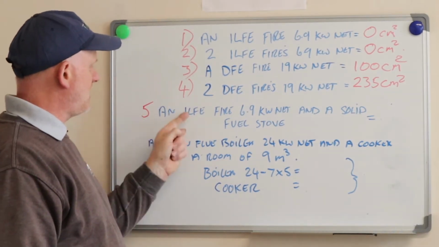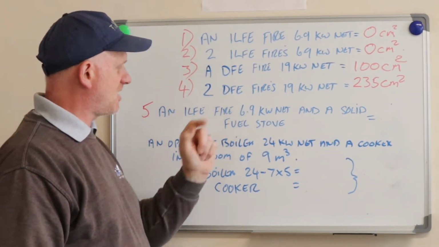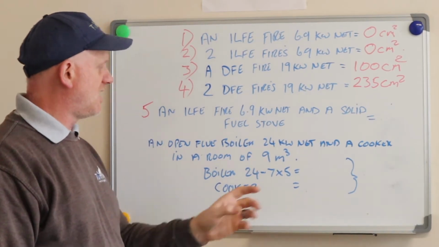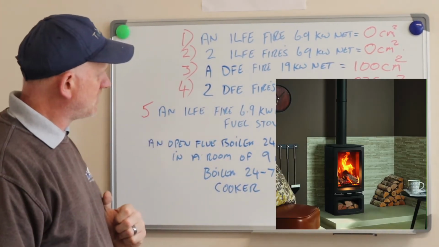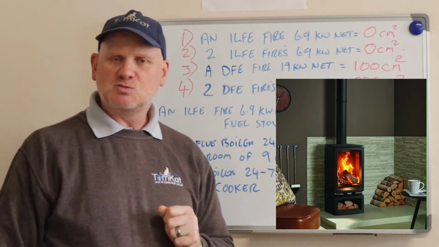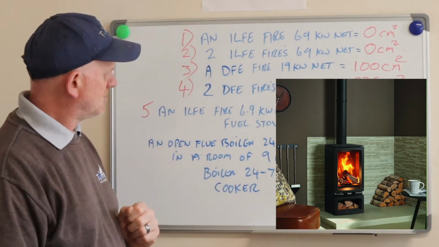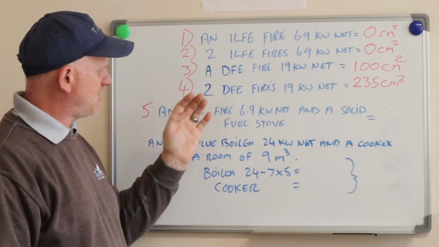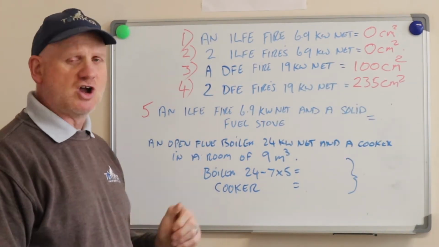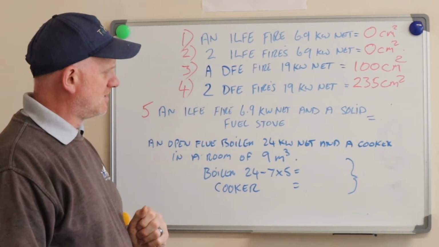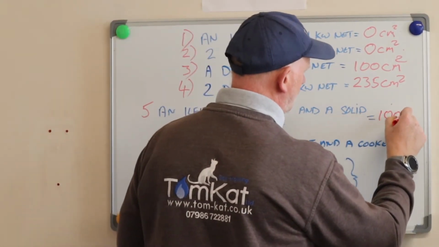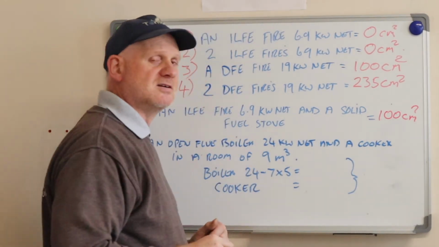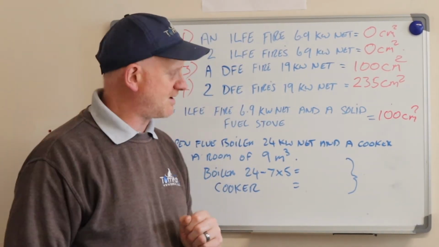Number 5. So we've got an inset live fuel effect fire of 6.9 kilowatts net and a solid fuel stove in the same room. So what ventilation would we require for that? Because anything less than 7 kilowatts does not require ventilation. So did you say 100 centimetres squared? Well, if you did, you'd be correct.